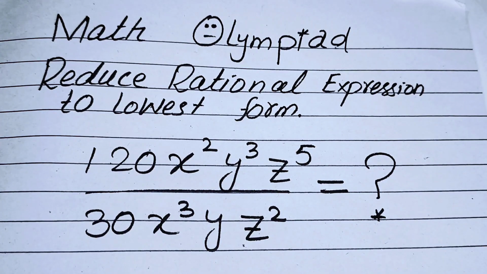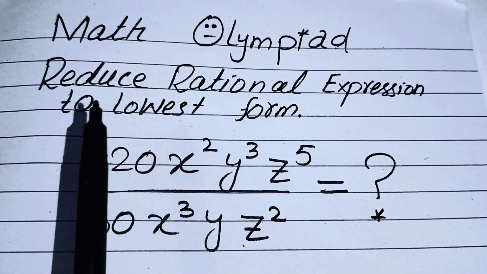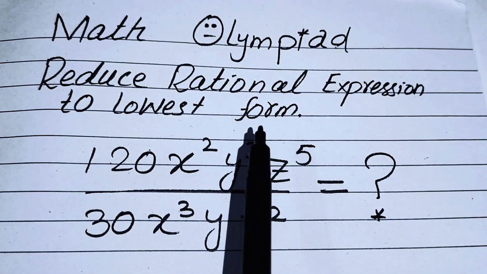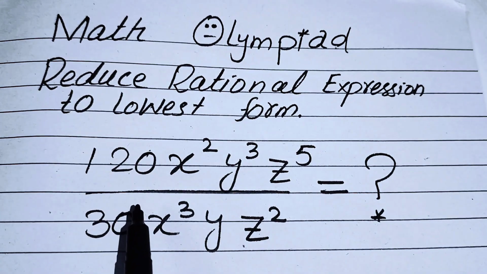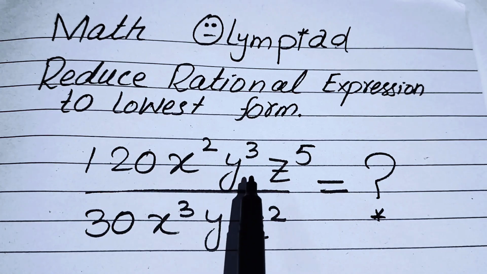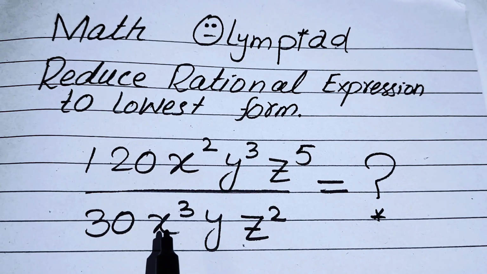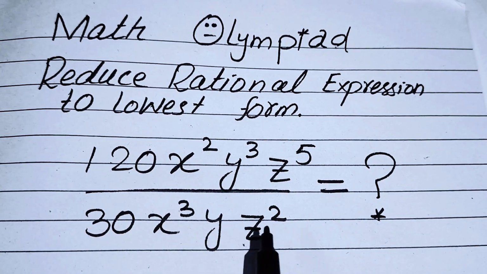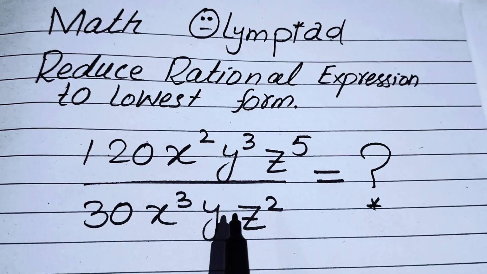In this video we are going to solve this nice algebra problem, and here we will reduce this rational expression to the lowest form. The given rational expression is 120 times x squared y cubed z to the power of 5 over 30 times x to the power of 3 y z squared. So we reduce this expression to lowest form.